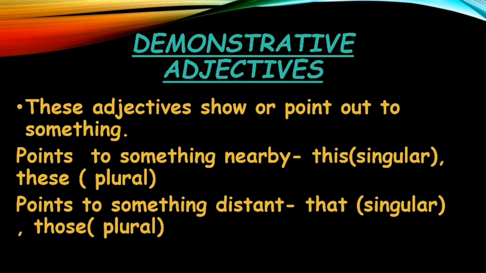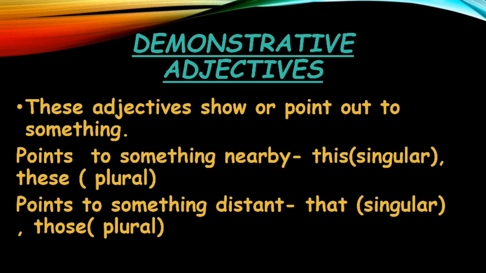You have to remember, if you are telling about a thing which is nearby you, जो चीज़ आपके पास में है, उसको आप point out कर रहे हो, okay, then you will use this or these. And if you're pointing out at something which is far away from you, जो आपसे दूर है, then you will use that or those.